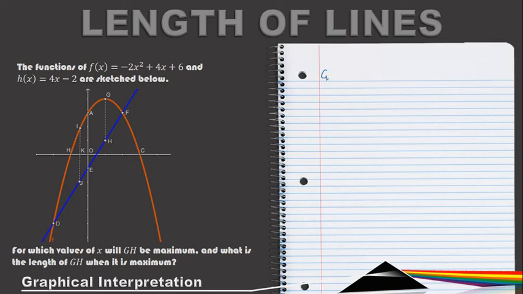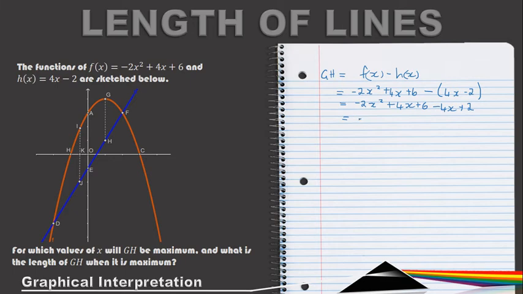We can just do that again quickly. So we have GH is equal to the top graph minus the bottom graph. So that's f(x) minus h(x). And then we substitute that in. So we have negative 2x squared plus 4x plus 6 minus the top graph, 4x minus 2. So this is then negative 2x squared plus 4x plus 6 minus 4x plus 2.